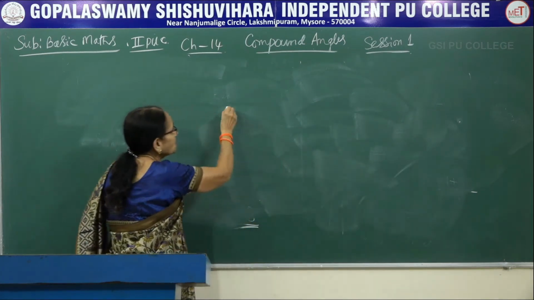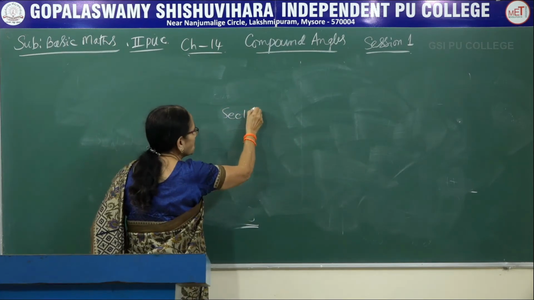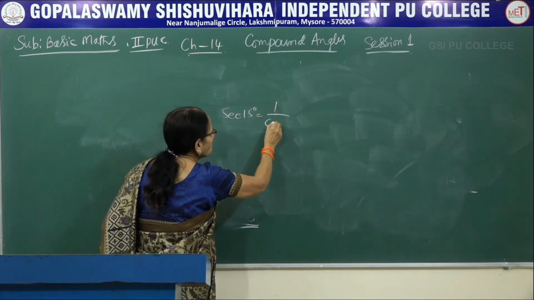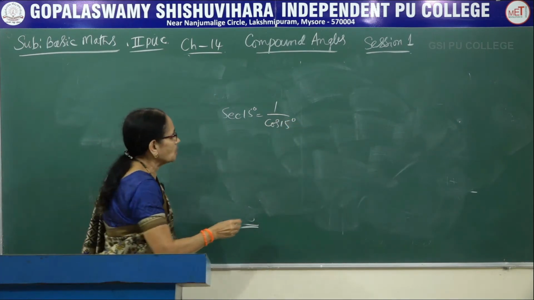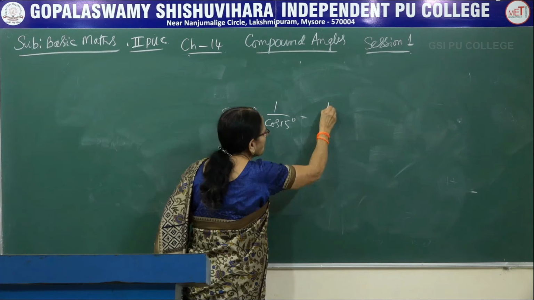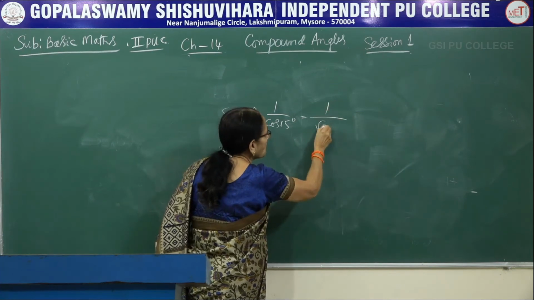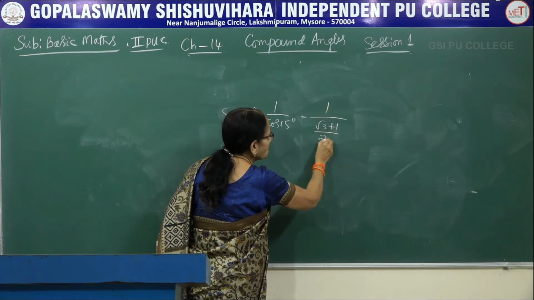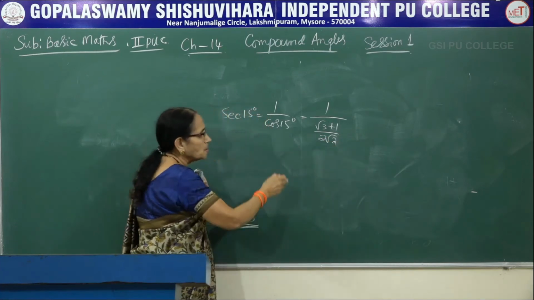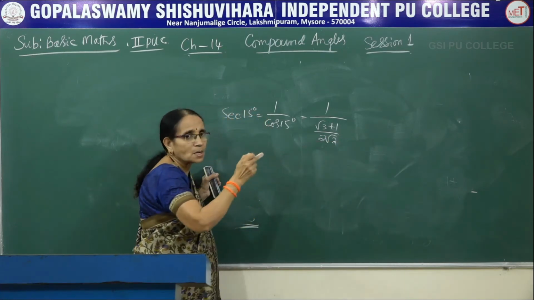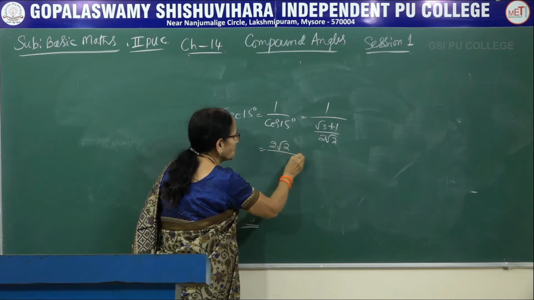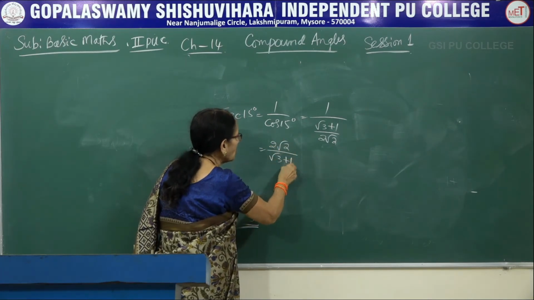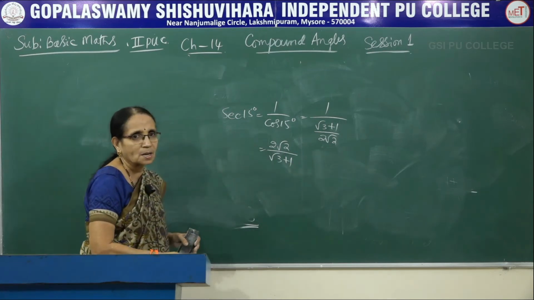You know that secant theta, or secant 15 degrees, is 1 divided by cos 15 degrees, because secant and cos are reciprocal ratios. What is cos 15 degrees? Just now I derived that one: root 3 plus 1 divided by 2 root 2. Now this 2 root 2, being the denominator of the denominator, goes to the numerator, and this would be the value of secant 15 degrees.